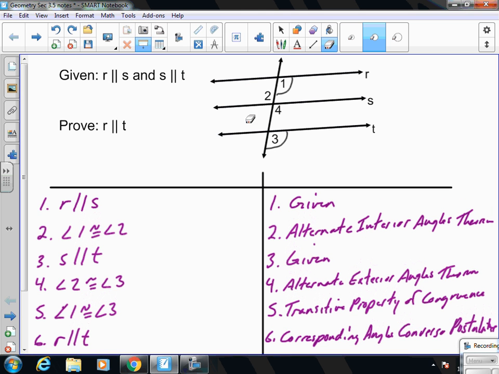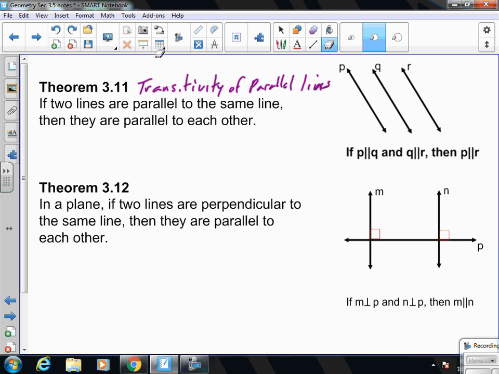So now we can see that all three lines are parallel to each other. Right? R is parallel to S is parallel to T, and now we just proved that R and T are parallel to each other. And what we just proved was this theorem 3.11. It doesn't have an official name to it, but a lot of times it's referred to as the transitivity of parallel lines, because it's kind of like the transitive property, right? If 1 was congruent to 2, 2 is congruent to 3, then we say 1 and 3 are congruent.